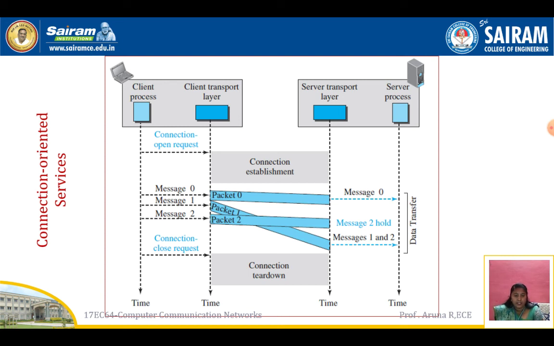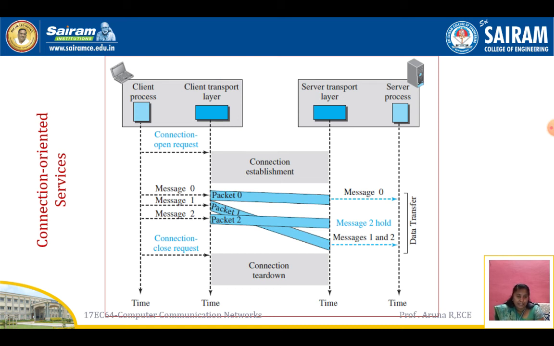In a connection oriented service, very important, there are 3 stages. First stage, connection establishment. Second, data transfer. Third, connection teardown. Once the data transfer is over, you have to tear down the connection. Whenever information comes from the client process, it will take the chunks of information, make them into a packet and keep it at the transport layer.